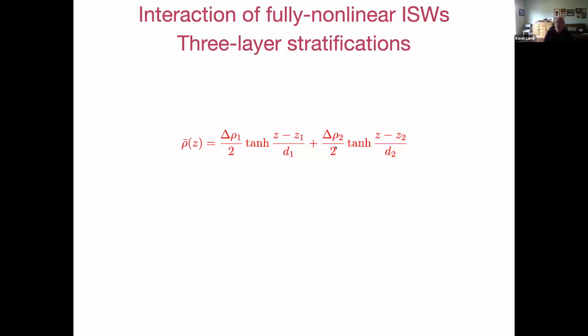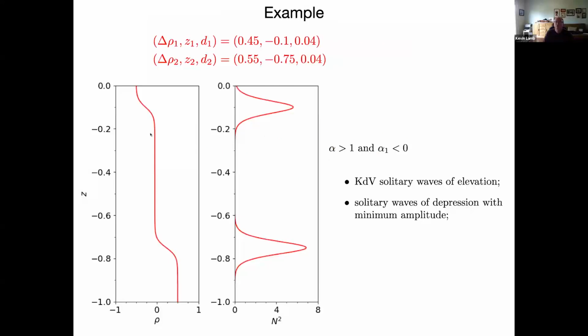So two hyperbolic tangent profiles, right? Delta rho 1, delta rho 2 give the density change across the two pycnoclines, which are centered at Z1 and Z2, and they've got thicknesses D1 and D2. So here is a sample stratification. I have an upper pycnocline that's a bit weaker than the lower pycnocline, and it's also closer to the upper boundary than the lower pycnocline is to the lower boundary.